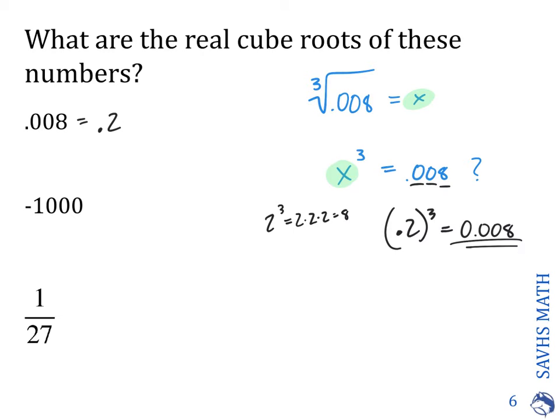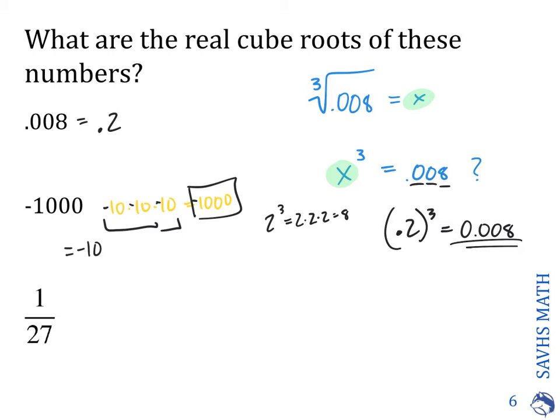What is the cube root of negative 1,000? Well, here's what I know. I know that 10 times 10 times 10 is 1,000. And if I make them all negative, I will get 3 negatives. These two give me positive 100. If I multiply it by another negative 10, I will get negative 1,000. So our answer here is negative 10.